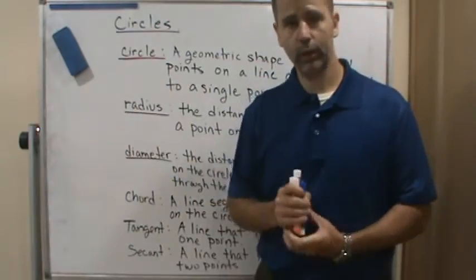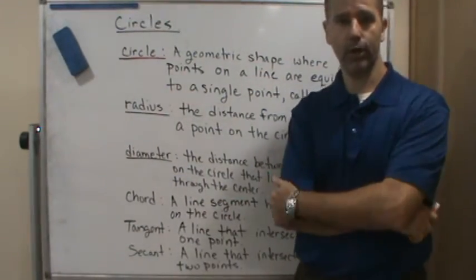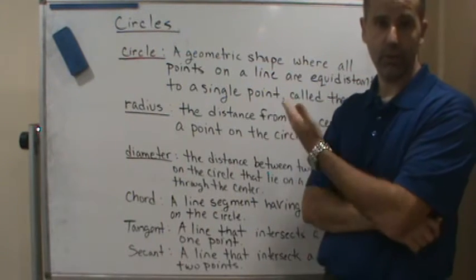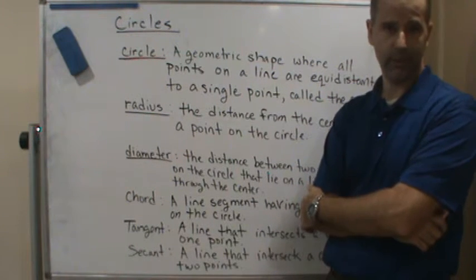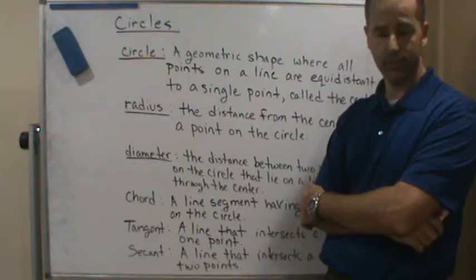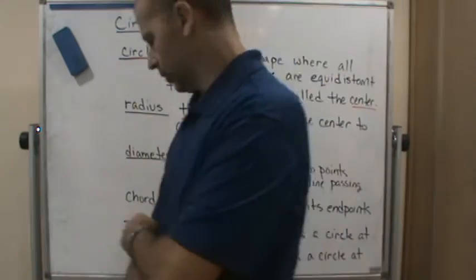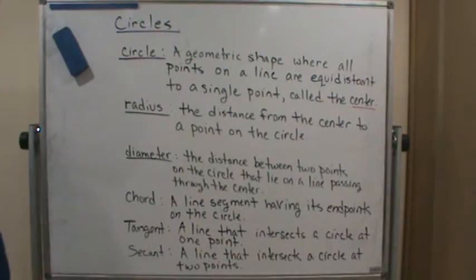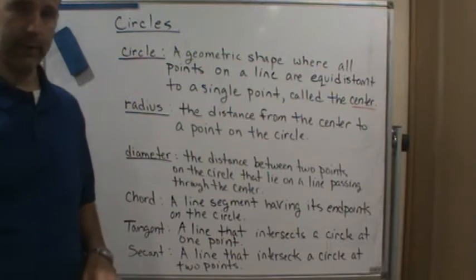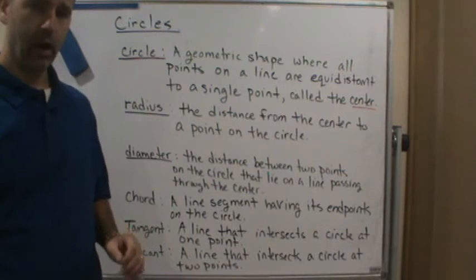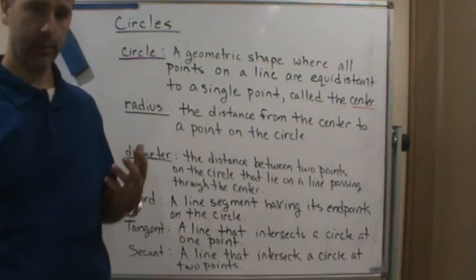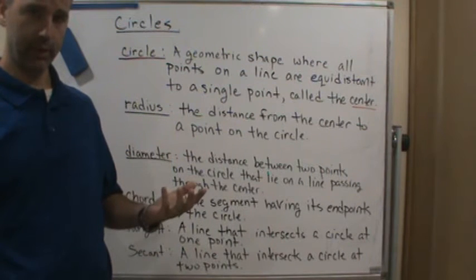Okay, so welcome, and in this video we're going to talk about circles. Of course, introducing circles, we're going to have to talk about definitions and certain characteristics of circles. So the definition of a circle is a geometric shape where all the points on a line are equidistant from one point, called the center.